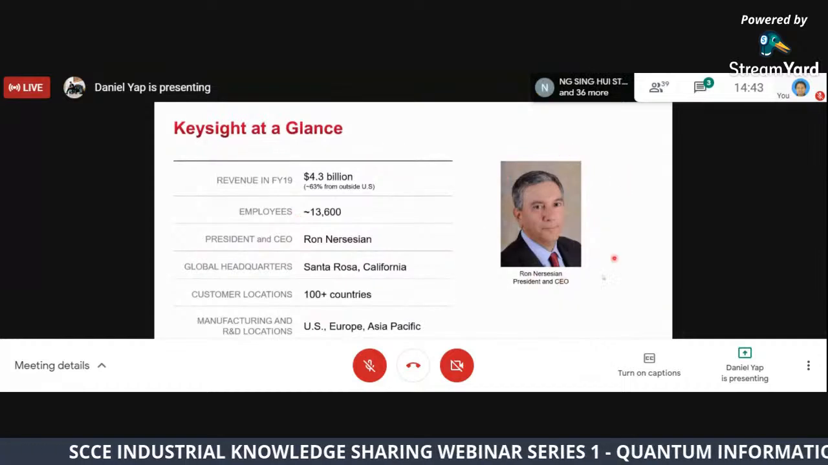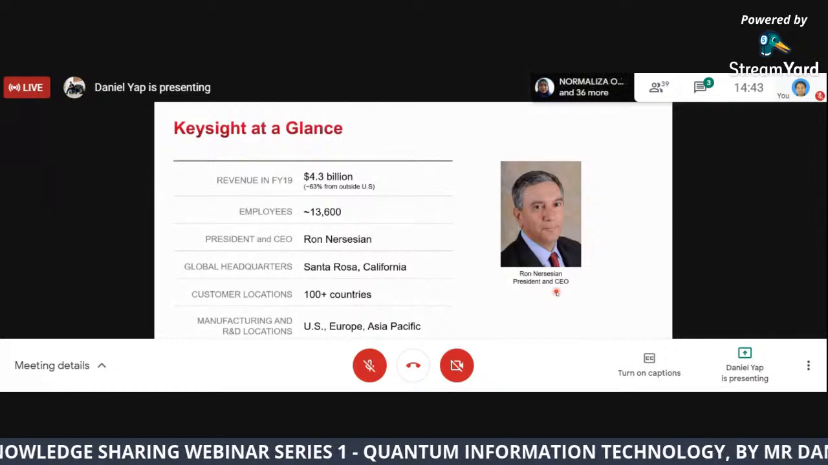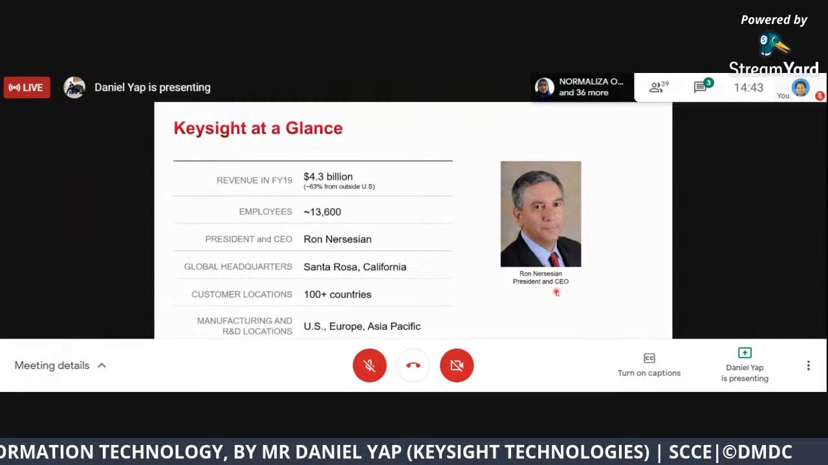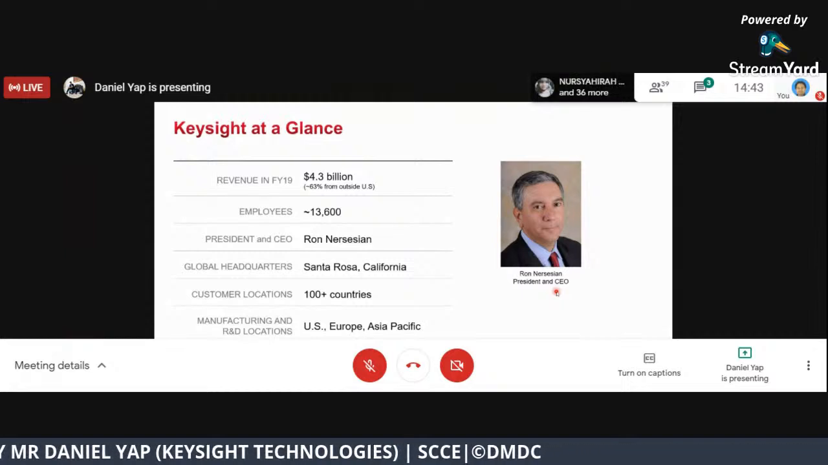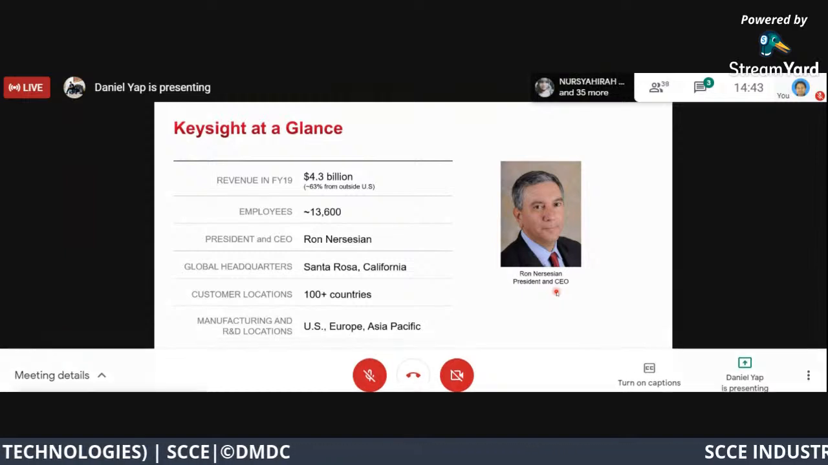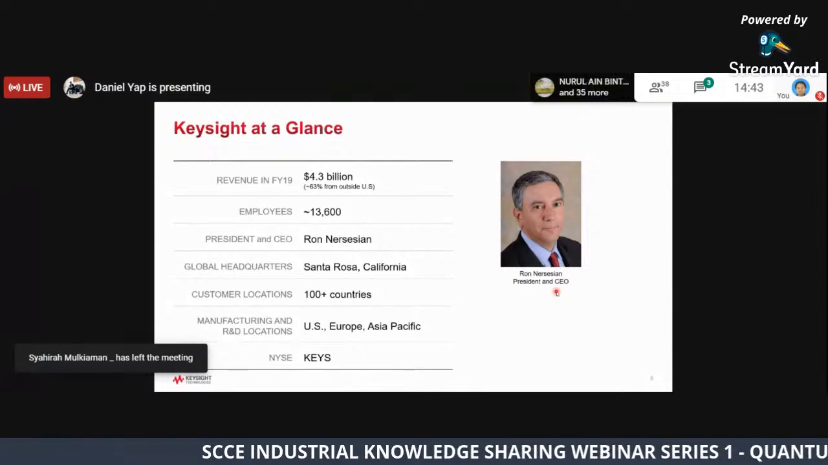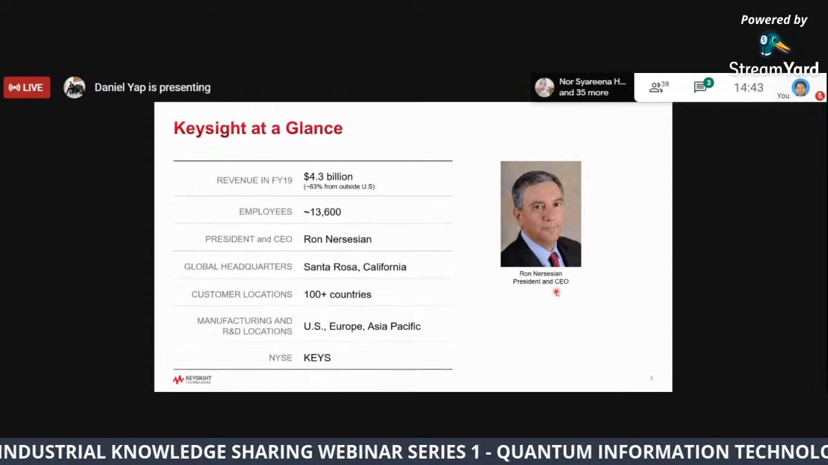The portrait, the picture on the right-hand side, this is our CEO. He's based in Santa Rosa, California. That is also where our headquarters lies. Our presence, customer location is more than 100 countries in the world. Okay, and worldwide, we have about 13,000 employees just right in Penang.